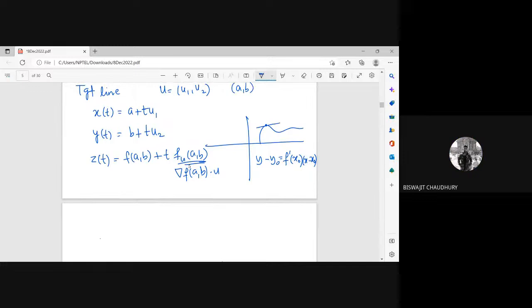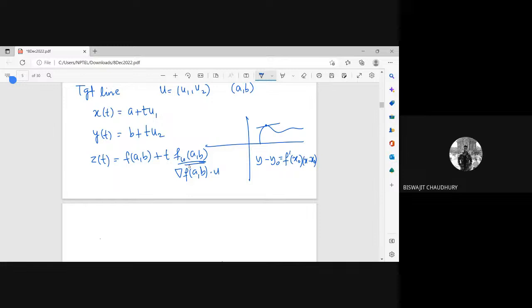Ma'am, I have a question. This is a line in 3D, right? Yeah. If you take another line, x of t equals t u1, y of t equals t u2, and similarly z of t equals t times this, then is this line parallel to that line or not?